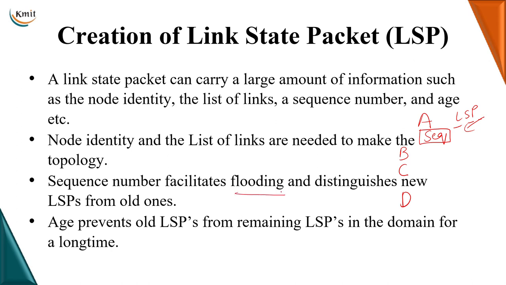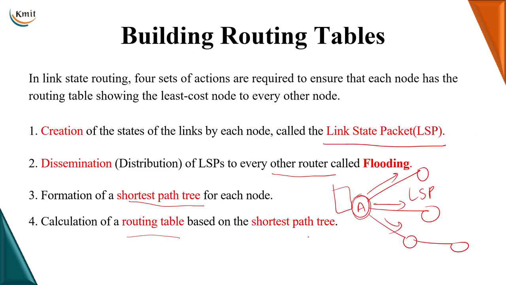Because of flooding, I will flood it to all the other nodes. And if I want to distinguish between the new LSPs and the old LSPs, I can go with the updated sequence number. And then comes the very important factor called age. Age is the age of the LSP packet. I will set the age of the LSP packet. It is not exactly, but like the time to live field of packets, when it becomes 0, it will be discarded. Age will prevent very old link state packets from remaining in the network for a long time.